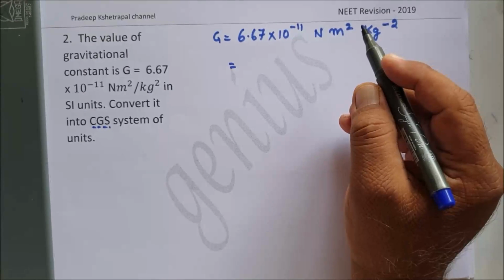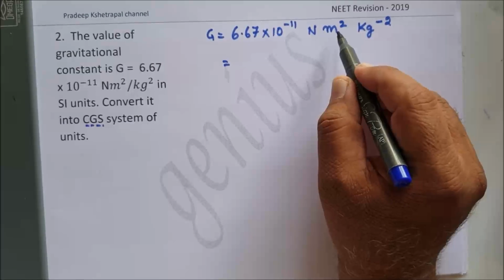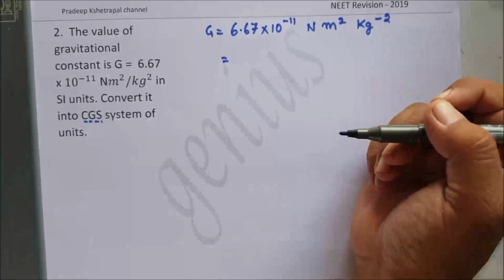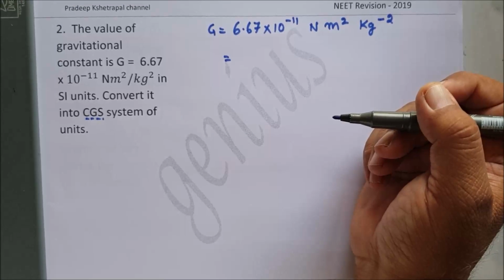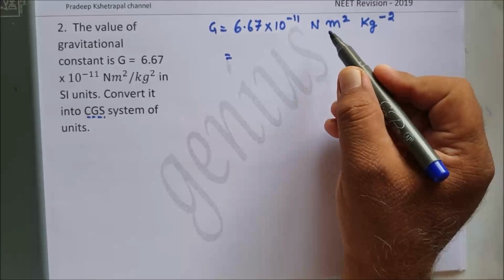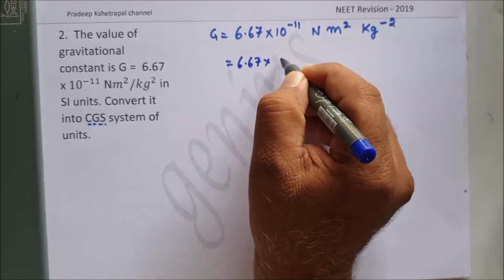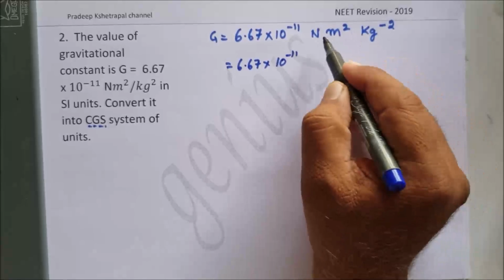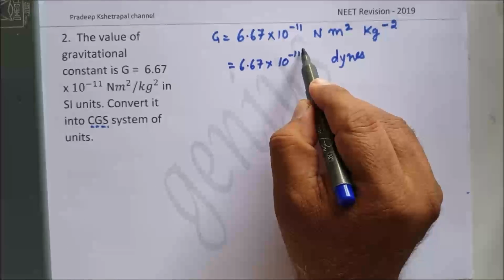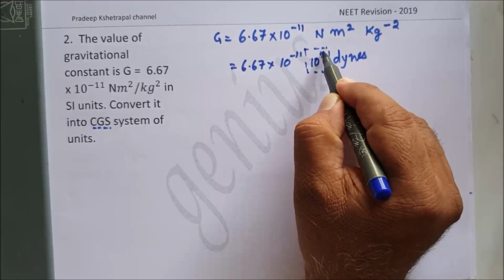If you don't remember it, you will have to do it once again. That is force. You will have to write MLT minus 2 for the force, and then convert SI into the CGS system. That is one method. And if you remember that Newton to dyne is a factor of 10 to the power 5, then we can do it directly. So here we will do it directly. 6.67 into 10 to the power minus 11. In place of Newton, I want to write dynes. Then what should be my factor here? This is known to us, that it is 10 to the power 5.